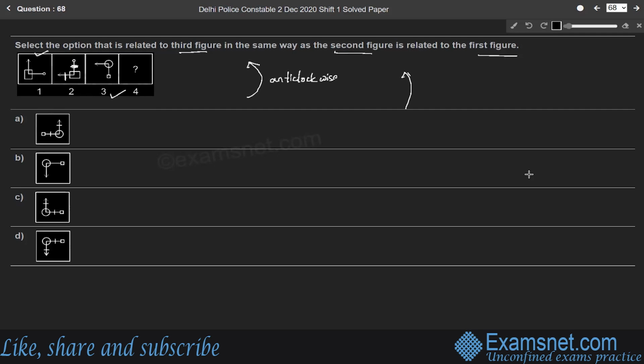So how does it look? A circle, right? When it is rotated in anti-clockwise direction by 90 degree, here will be a square, right? An arrow mark and two perpendiculars, right? So look at option D. Yes, option D is obtained when the third figure is rotated through 90 degree in anti-clockwise direction and two perpendiculars are drawn here, right? Therefore, option D is the right answer.